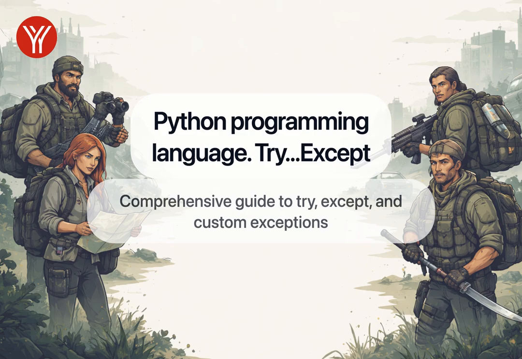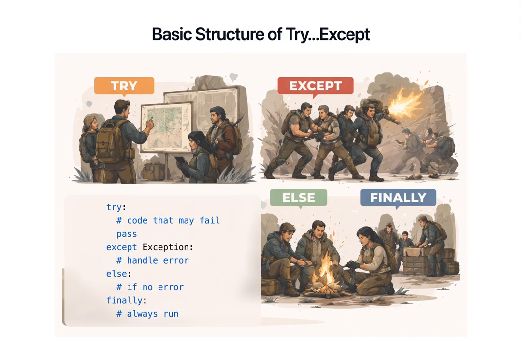Python programming language. Try, except. Comprehensive guide to try, except, and custom exceptions. The try block is used to wrap code that might cause exceptions, while the except block handles these exceptions. The else block runs if no exceptions occur, and the finally block executes regardless of the outcome.